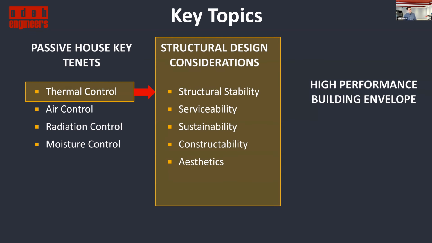Some of the key structural design considerations that we always have to take into account, but even more so in these connections, are the structural stability, the serviceability, sustainability, constructability, and the aesthetics of these different connections. And hopefully, if we can work with the design team and construction team on solving all of these issues, it will result in a high performance building envelope.